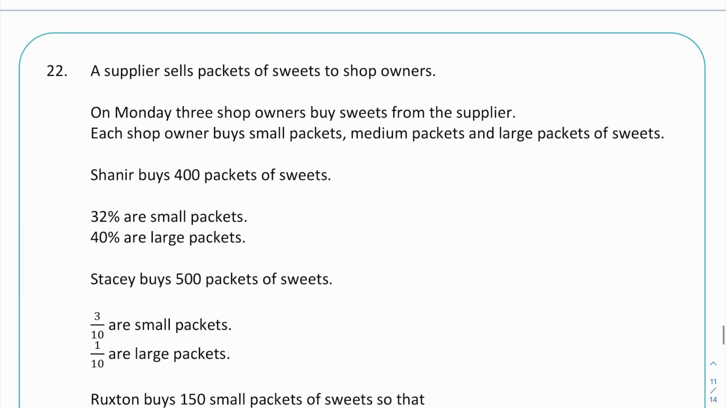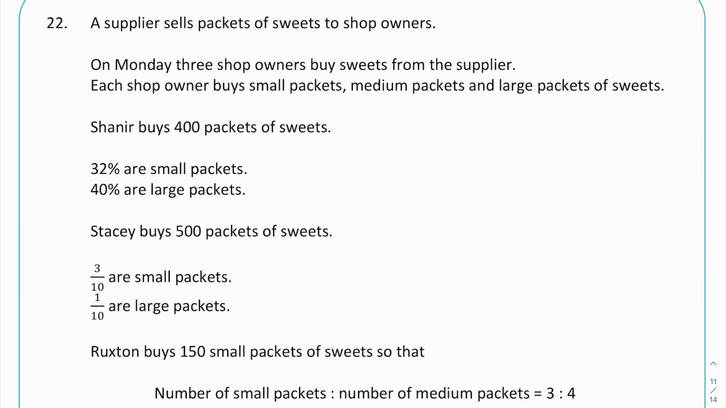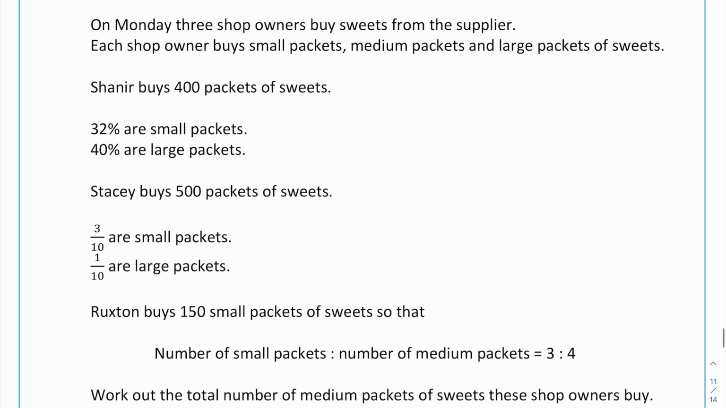On to question 22. A supplier sells packets of sweets to shop owners. On Monday, 3 shop owners buy sweets from the supplier. Each shop owner buys small packets, medium packets and large packets of sweets. And then we've got some information.